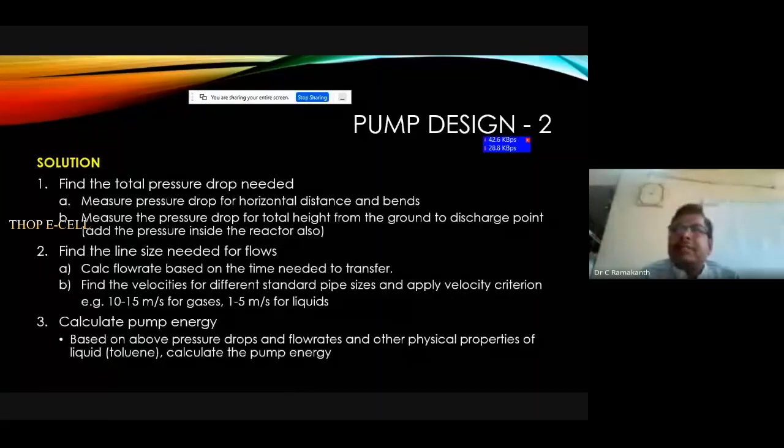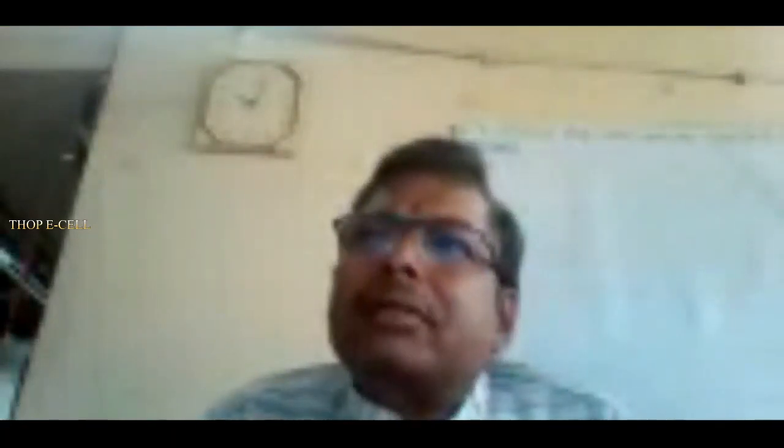Okay, in this case, let's talk about liquids only. Forget about the gas, because for pumps, you should never have gas going into the pump. That is one of the important criteria for the pump design. If you have very high pressure drops, then there is something called cavitation that will form within the pump.